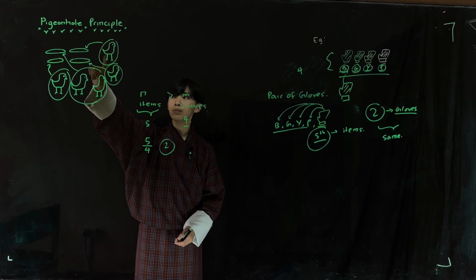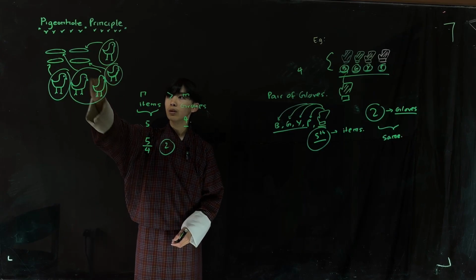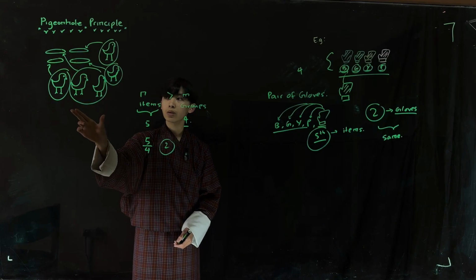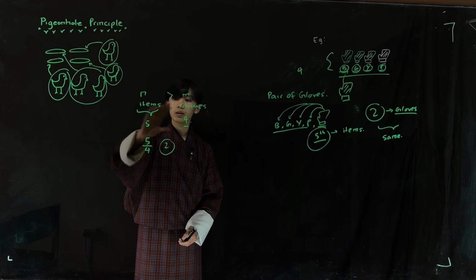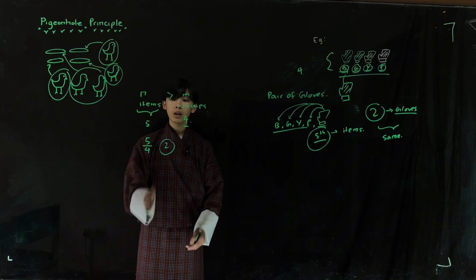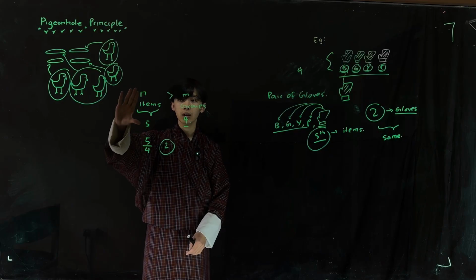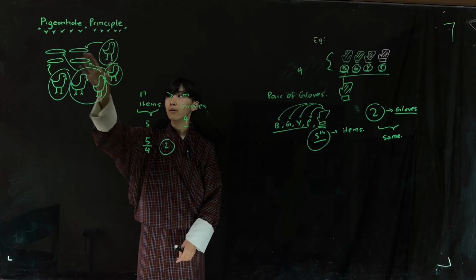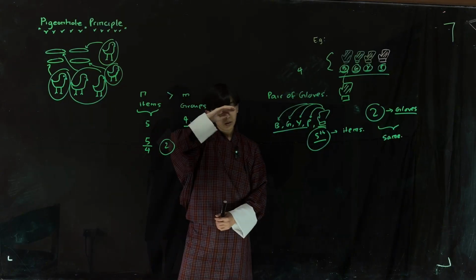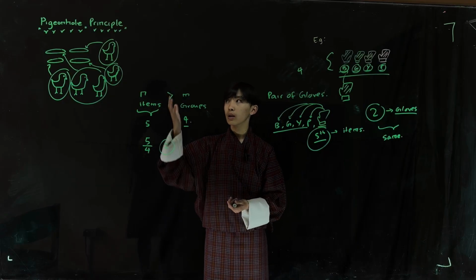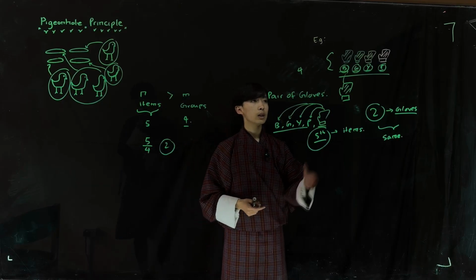So we can place this pigeon in this hole, this pigeon over here, and this pigeon over here, but one of these holes has to hold 2 pigeons so that these 5 items can be placed into these 4 groups. Because of this difference in the number of items and the groups, it is what defines the pigeonhole principle.